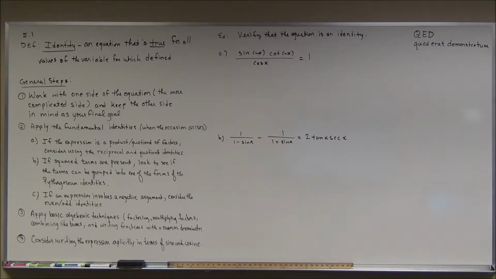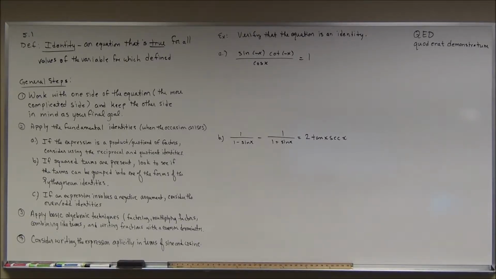All right, we are picking back up where we left off in section 1 of chapter 5. We looked at some of the fundamental trig identities in the first video, and used those along with some algebraic skills to simplify some trigonometric expressions. Now we're going to see if we can use those to help us verify or prove that an equation is an identity.